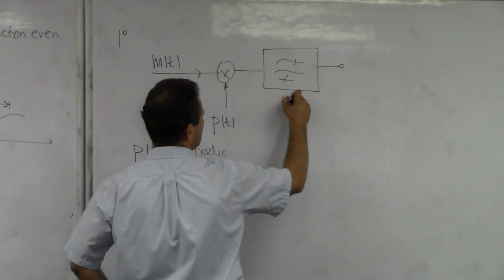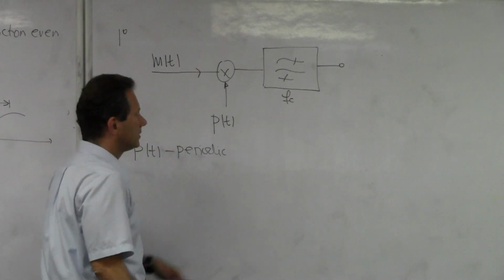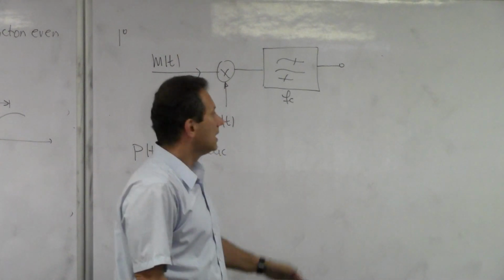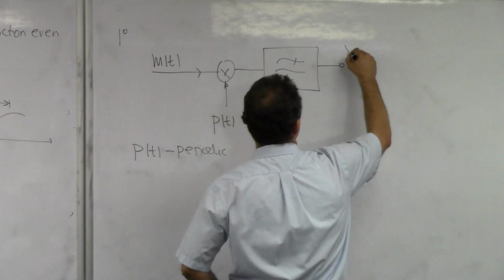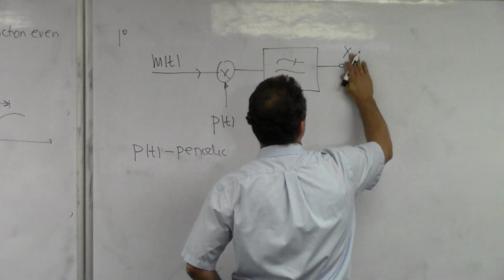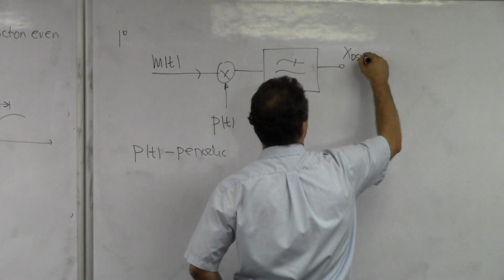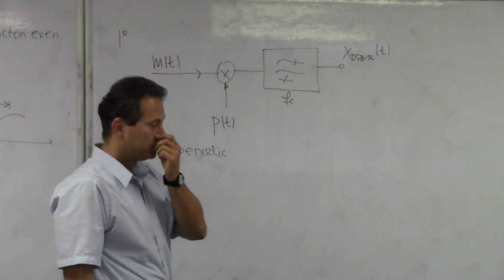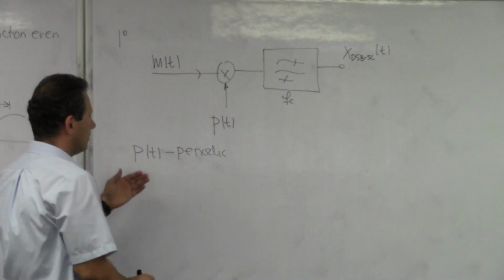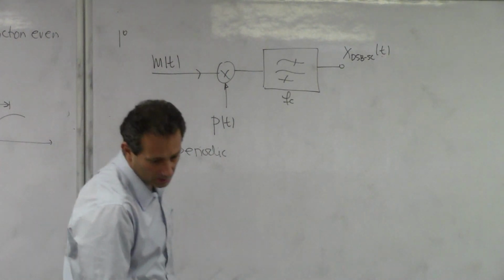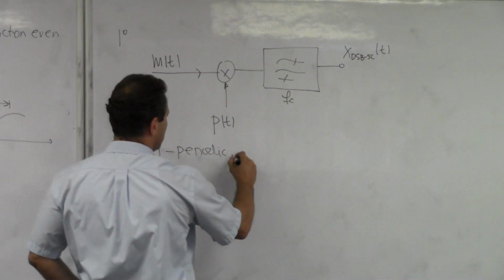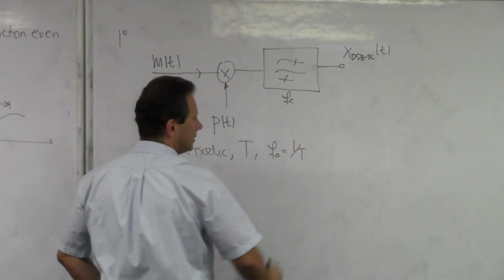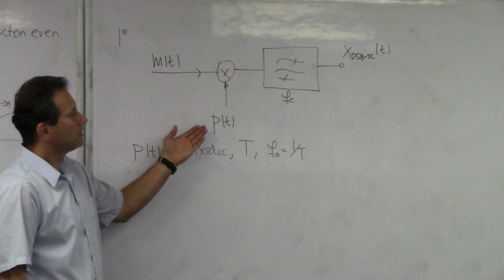And then I put this filter here, which is a bandpass filter centered around some frequency fc. And let's show that what I can obtain here is a double sideband suppressed carrier signal. Okay, let's see how I do that. Now, let's say this one is periodic with period T or fundamental frequency 1/T. So, how do I demonstrate this?